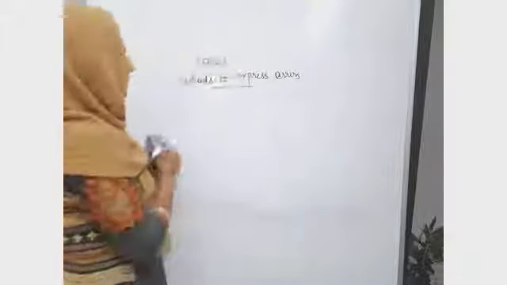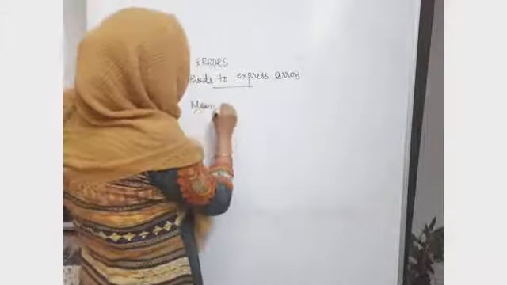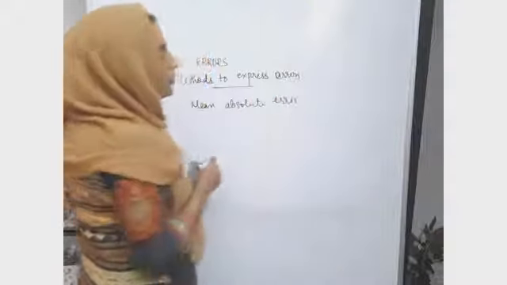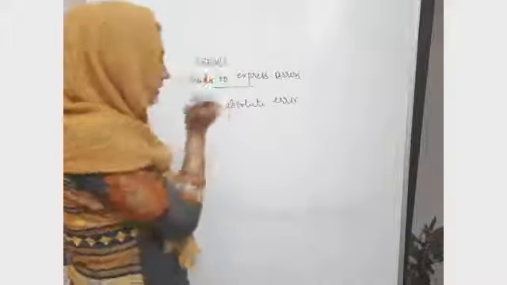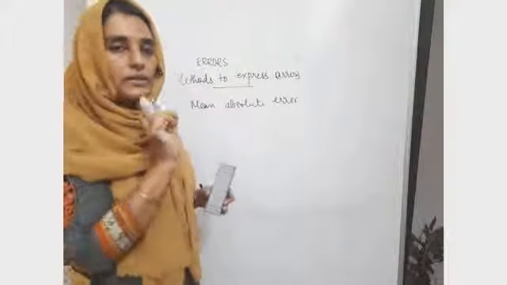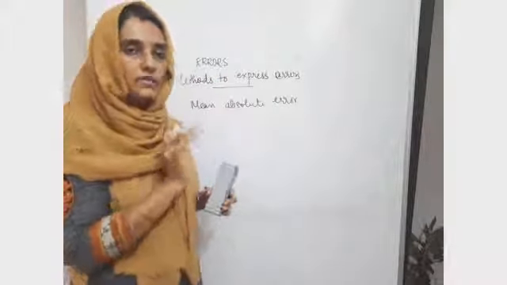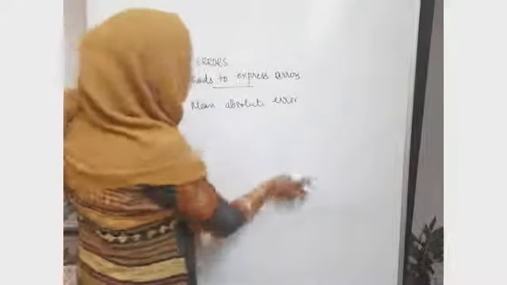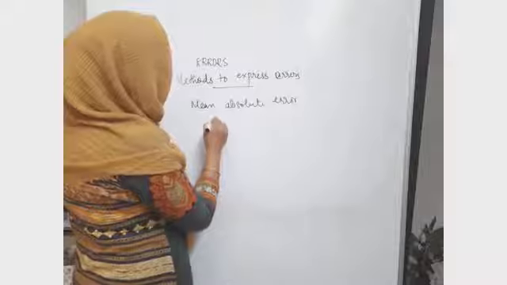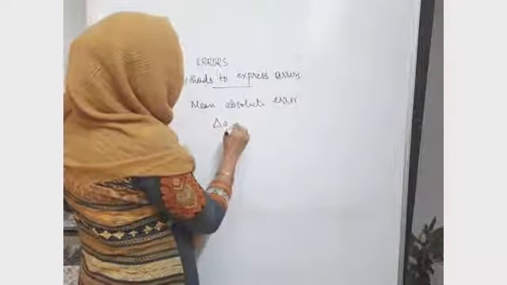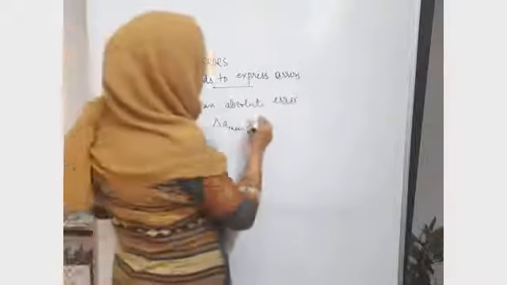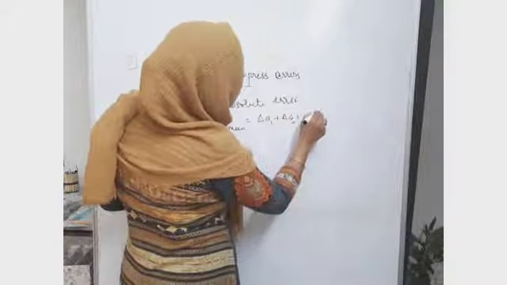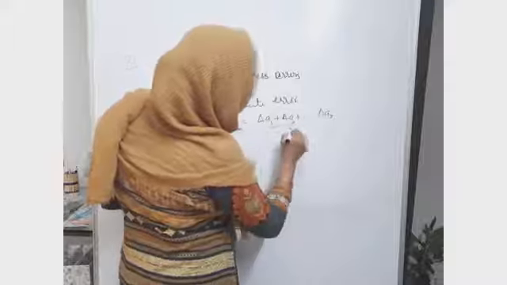So what is mean absolute error? Mean absolute error is simply the mean of all the absolute errors, or all the individual errors that happen in each observation. So you can write delta a mean, which is equal to the mean absolute error, is equal to delta a1 plus delta a2 plus etc. till delta an, whole divided by n.